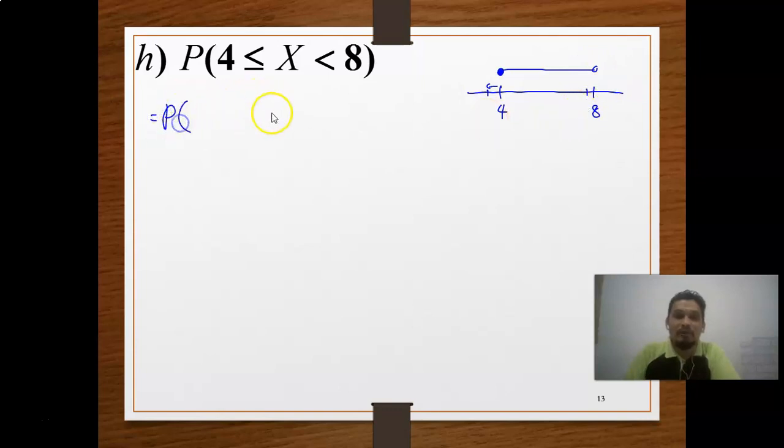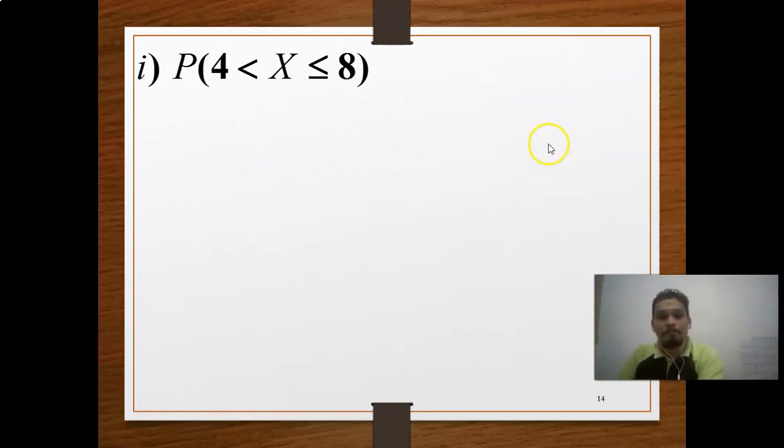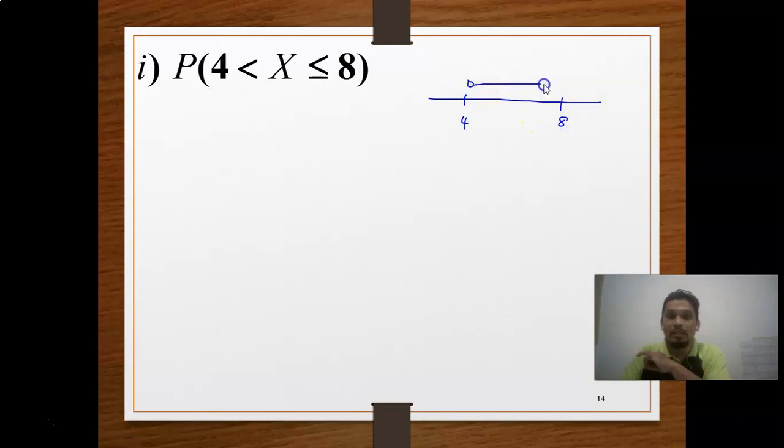So then the probability of x is between 4 minus 0.5 and 8 minus 0.5. It is 3.5 and 7.5. Okay. This one for 8.